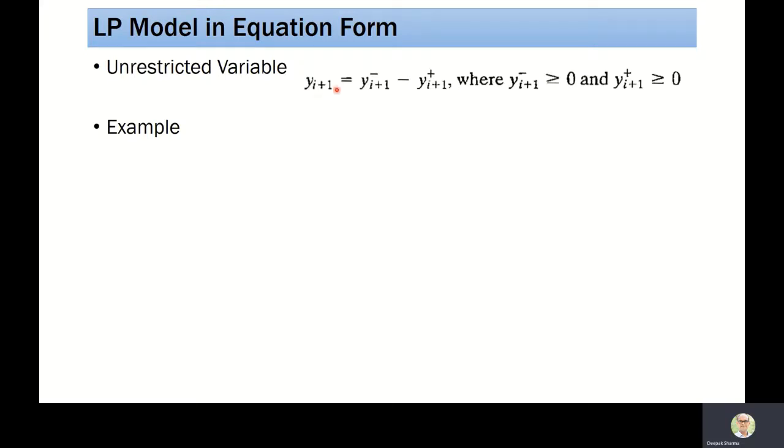So what we are going to do is take this variable and convert it into two variables, as given here.